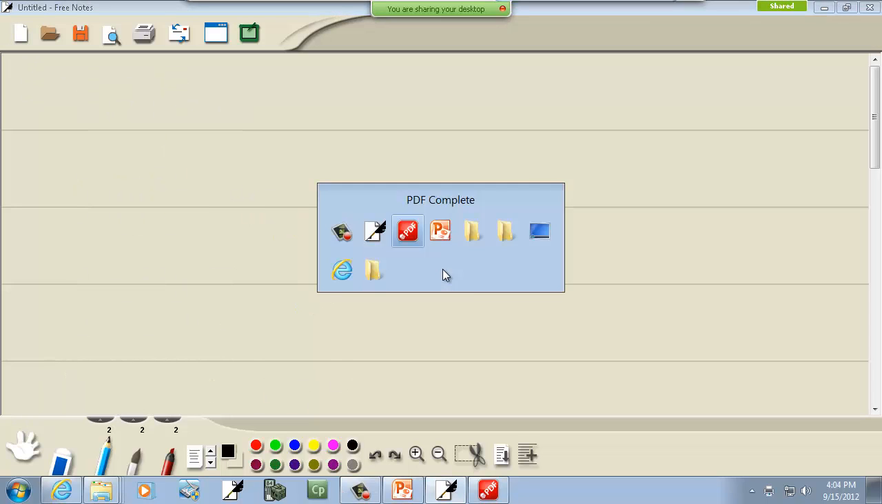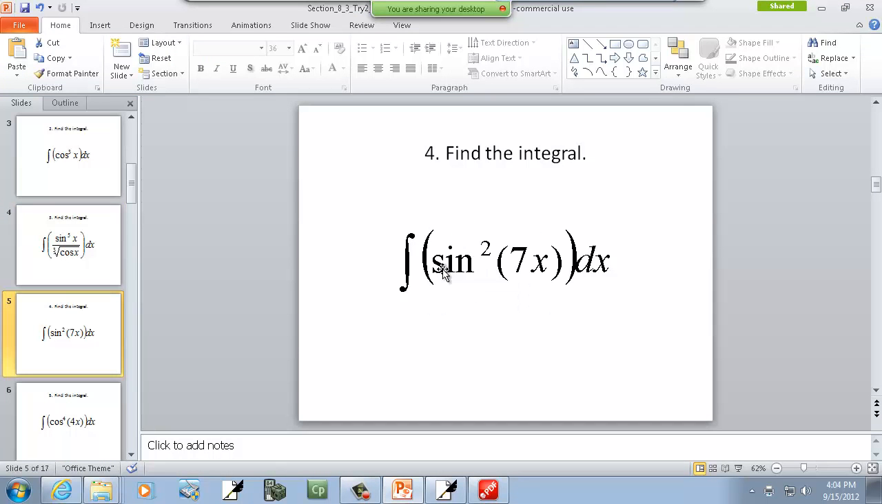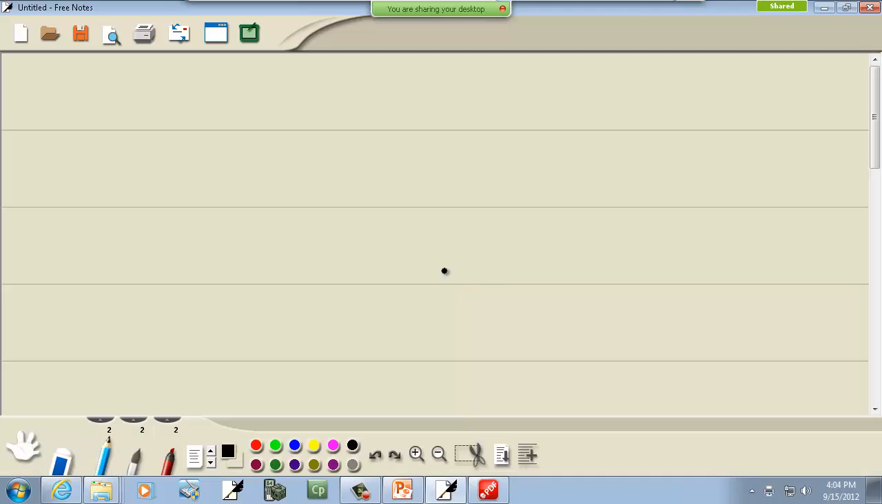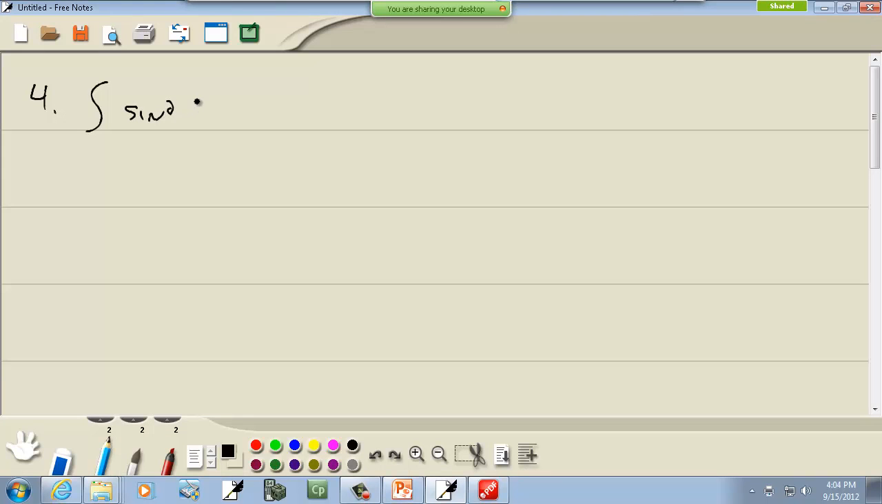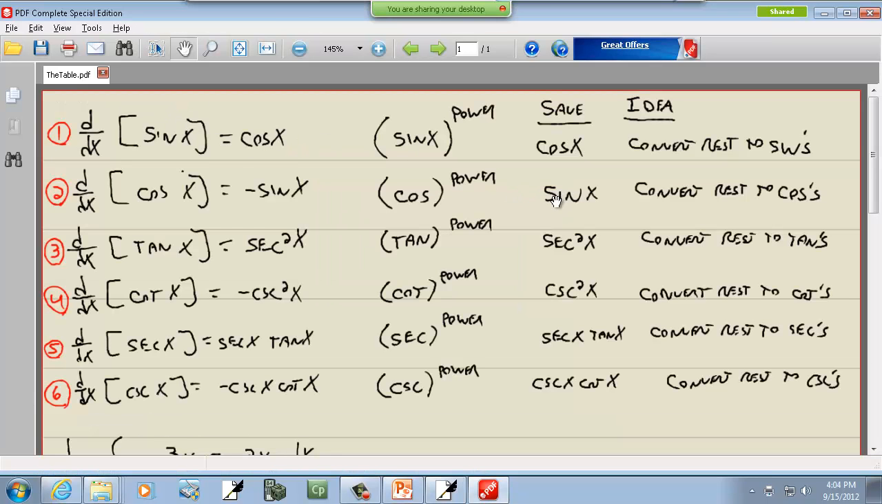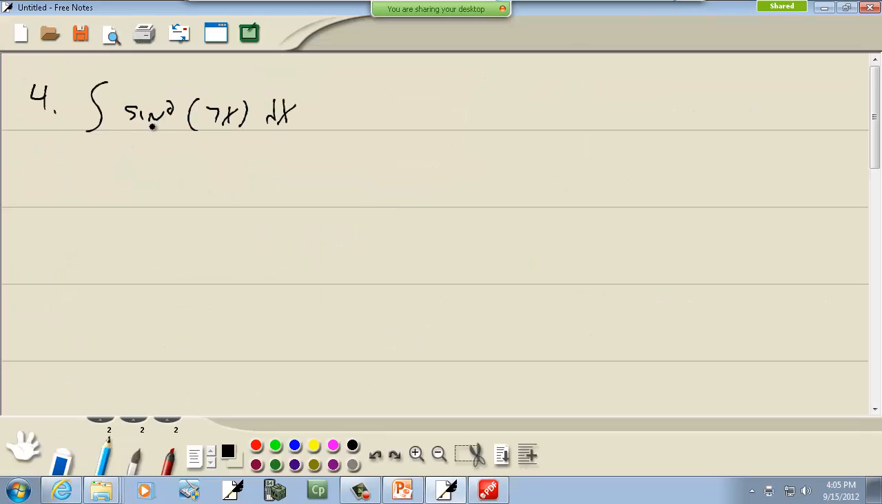And let's look at the next problem. Number 4. So I got the integral of sine squared of 7x dx. Now this one doesn't seem to fit our pattern, because if I save a sine here, then I need to convert the rest to cosines. But if I save a sine, then all I'm left with is a sine, and you have to have an even power to convert it to cosine.